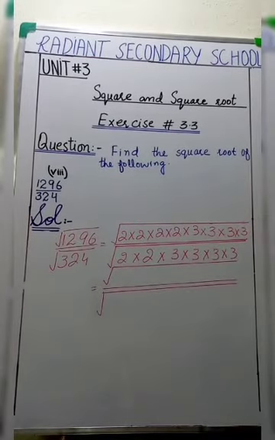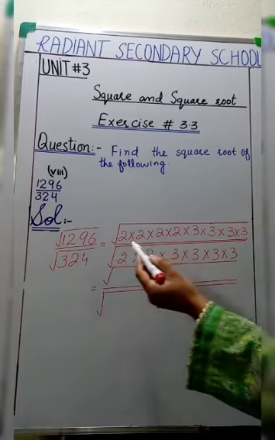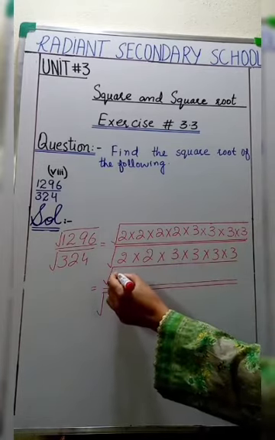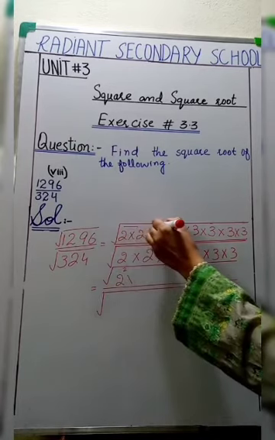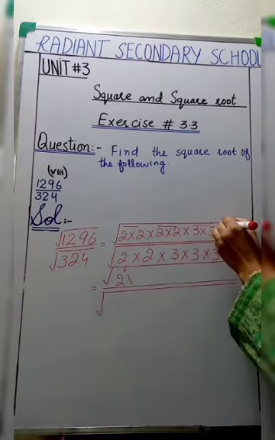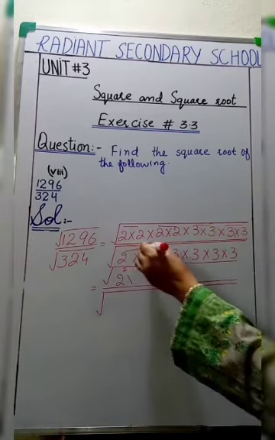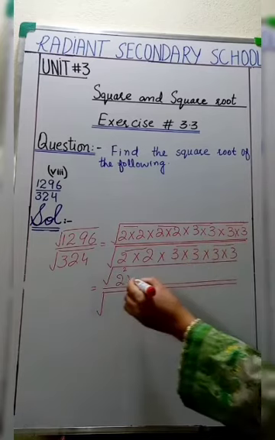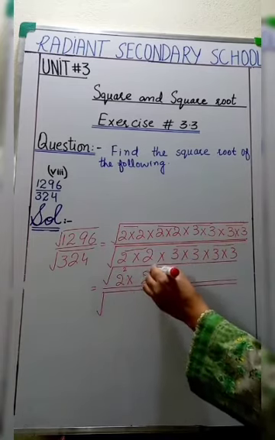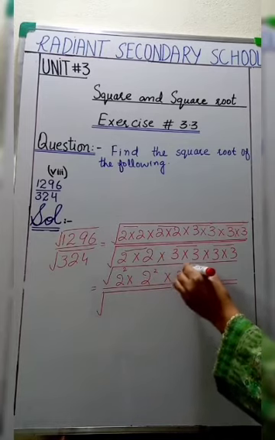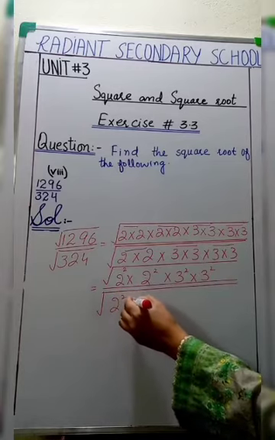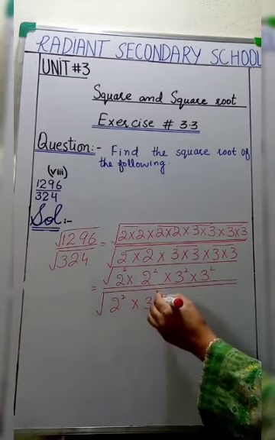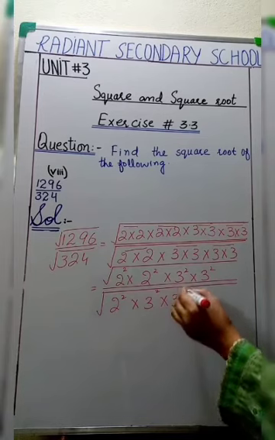In the next step, I will write the factors of both numerator and denominator under the square root. In the next step, I will write them in the square form: 2 square, then 2 square, 3 square and 3 square, over 2 square, 3 square and 3 square. So it will be like this. Under it, 2 square into 3 square into 3 square.